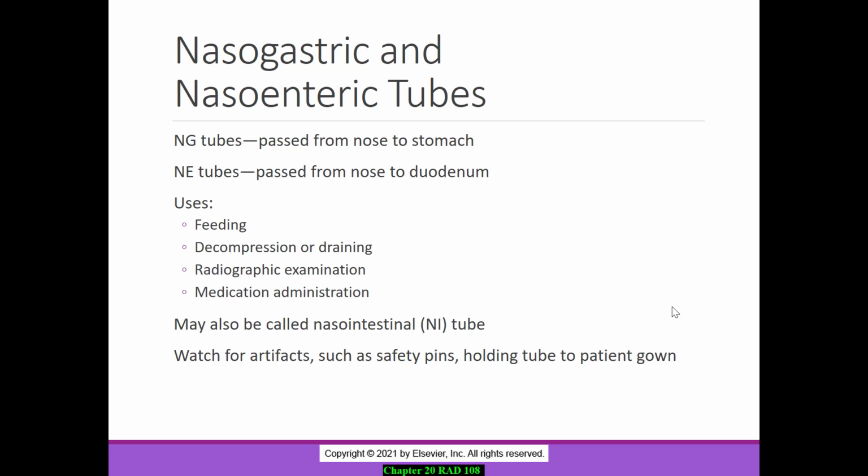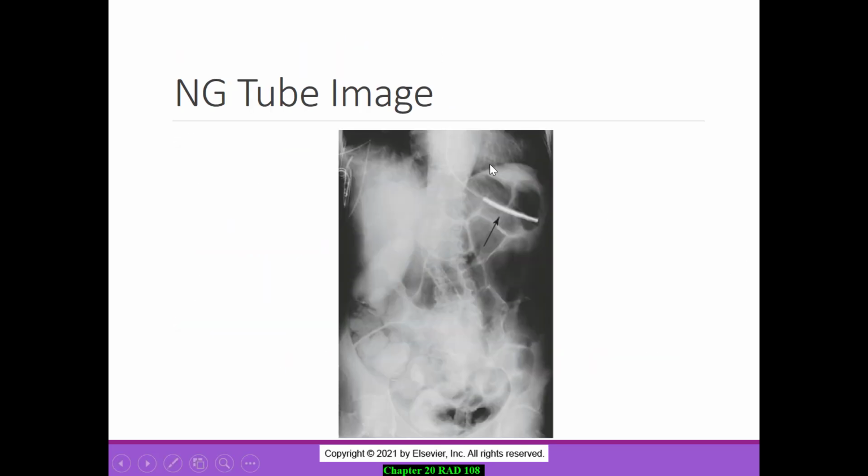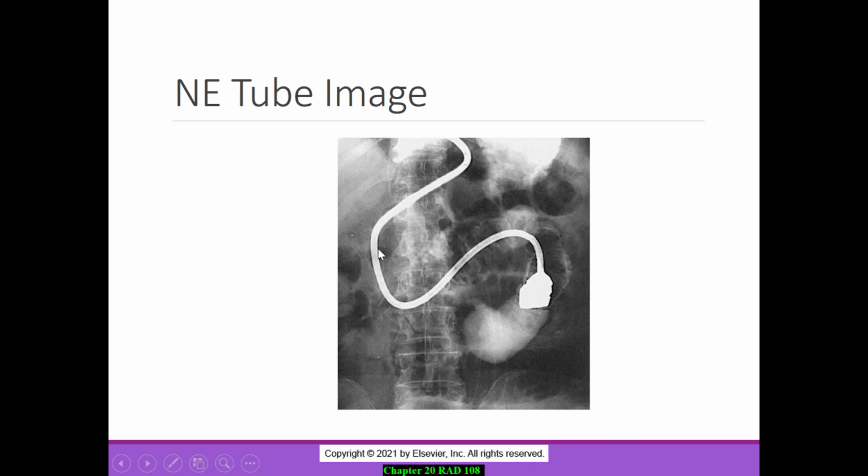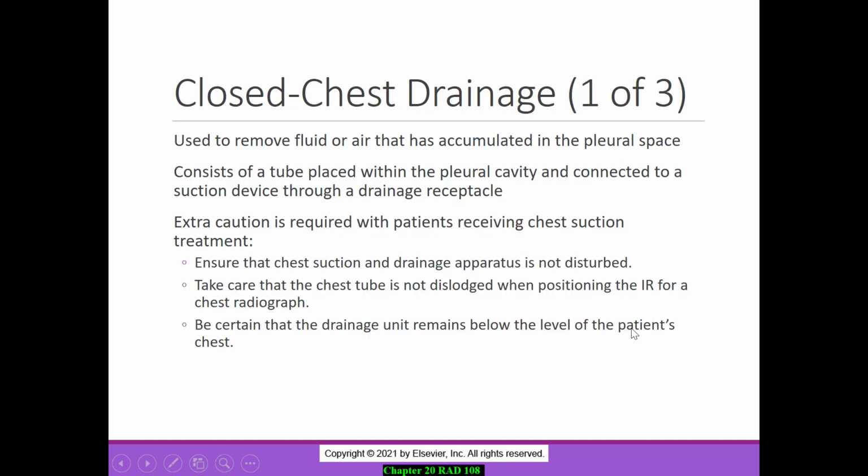You do need to watch out for any artifacts, such as safety pins holding the tube in place. This is what your tube's going to look like when it's placed into the stomach, and we generally do an abdomen for this. Here's an NE tube. It's going to look like this on your radiograph.